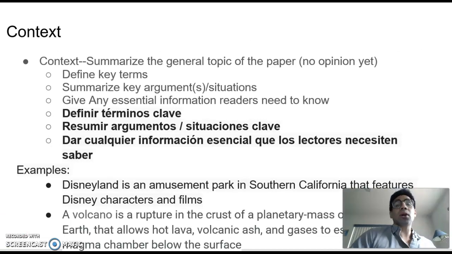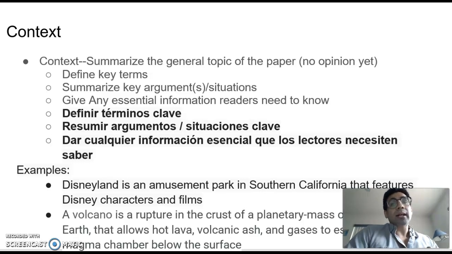Now we're going to be going over context. Context is very simple. You're just going to be summarizing the general idea or topic of the paper. So no opinion yet. So what you're going to do is define key terms, summarize key arguments and situations, give any essential information readers need to know.